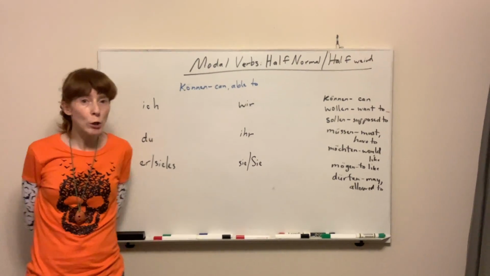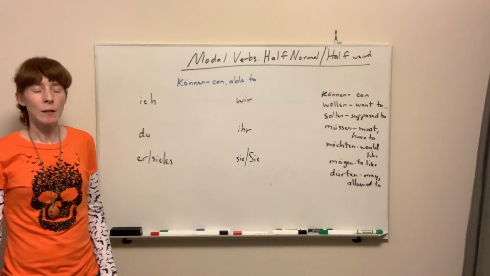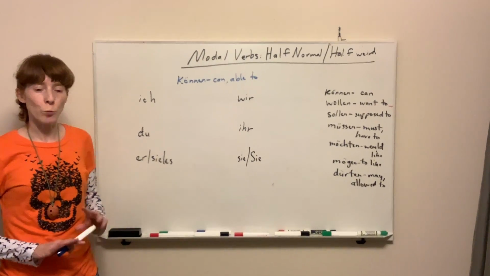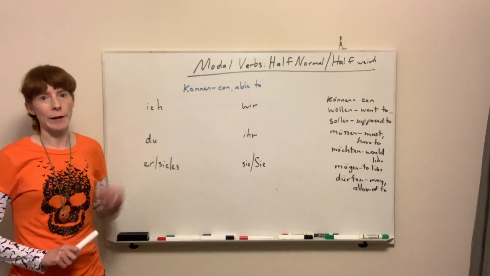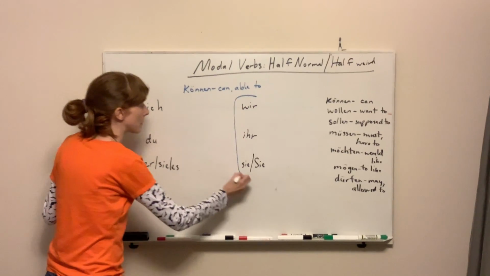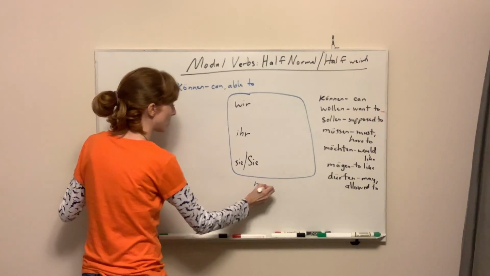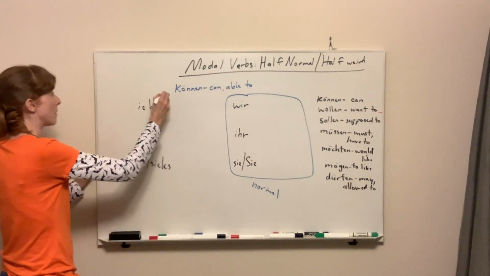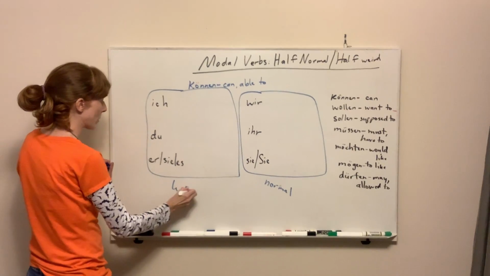Today we're going to be doing modal verbs. They're half normal and half weird. So if you can conjugate regular verbs like we've been doing, you've got half of this already. The thing is, this side of our conjugation chart is going to be normal. Das ist normal. This side is going to be weird, komisch.